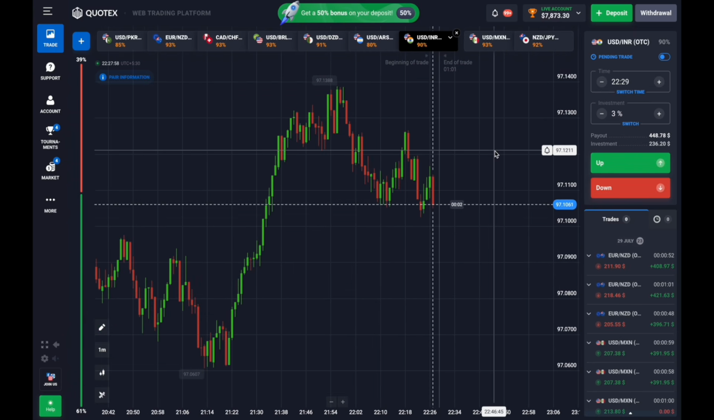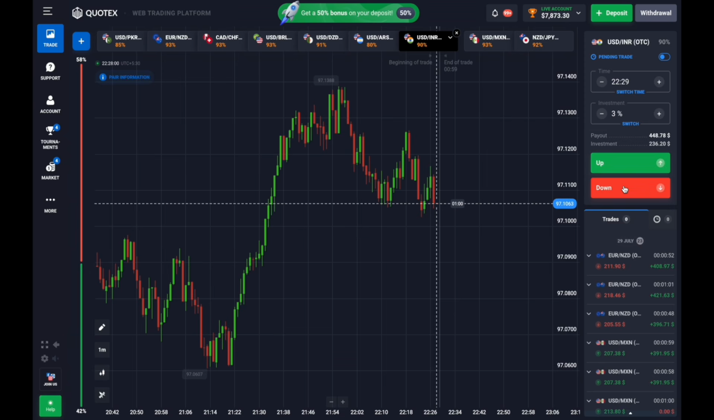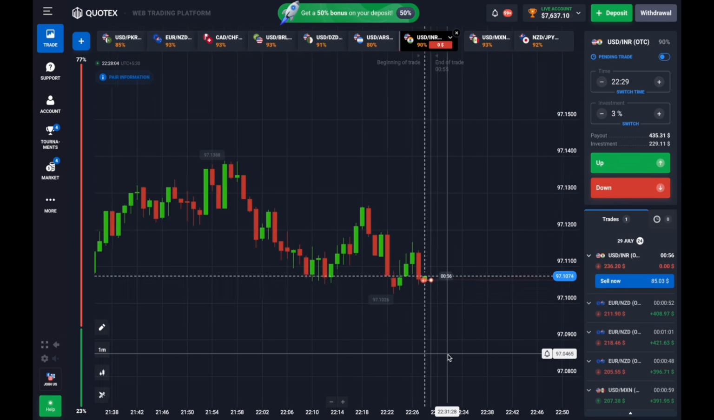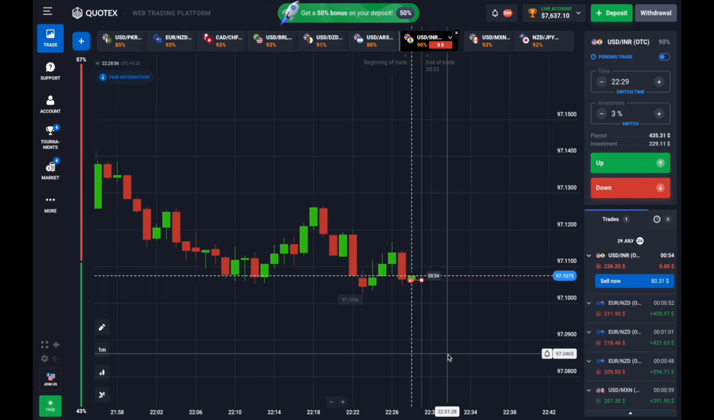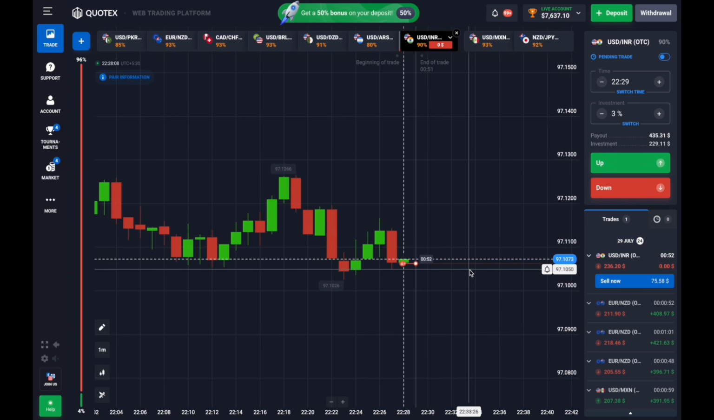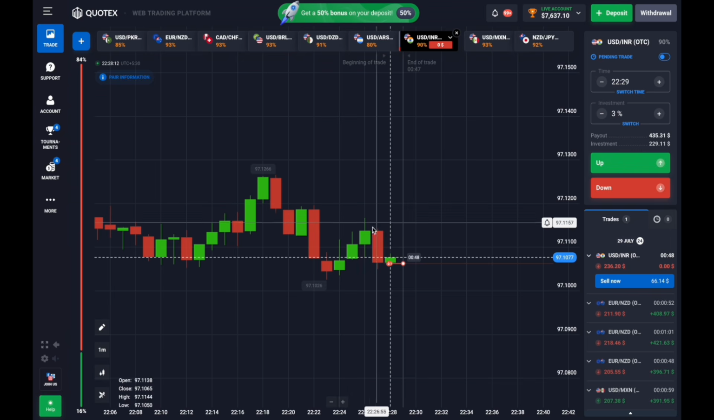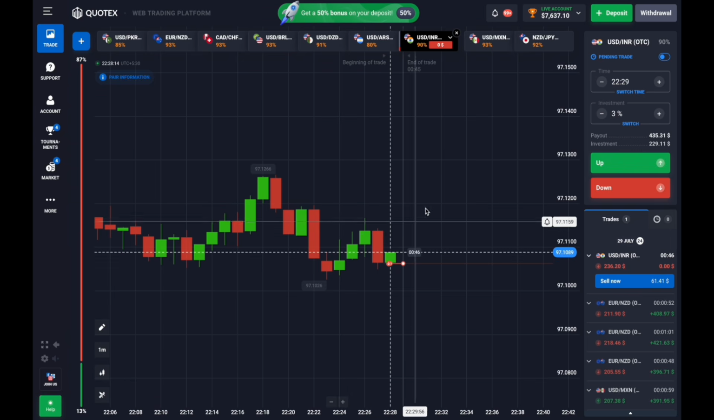I'm getting a very strong confirmation for a put entry, and right at the opening of the candle I'm going with my put entry trade. As you can see, the last red candle doesn't have any upper wick, but only a lower wick. This is a very strong signal that the market is going to go down.